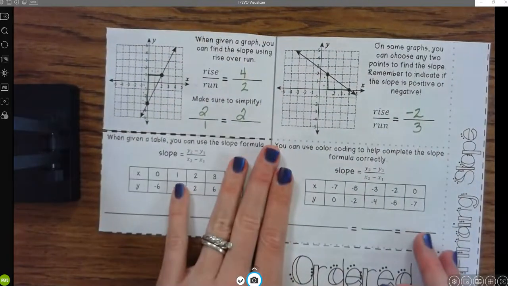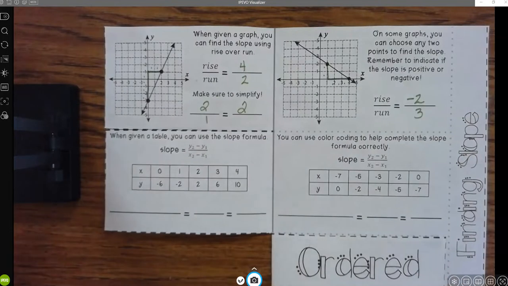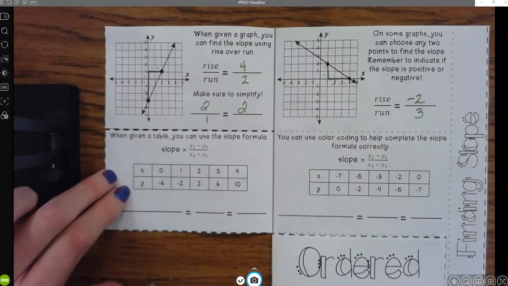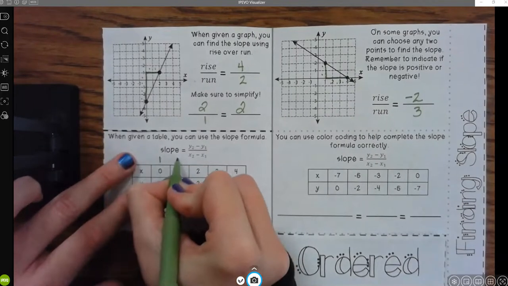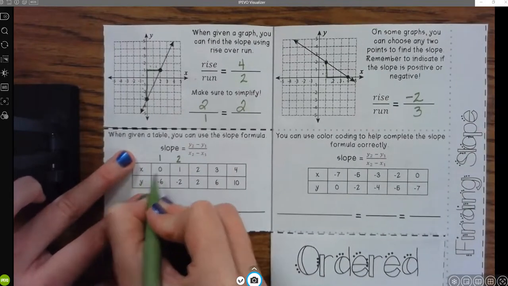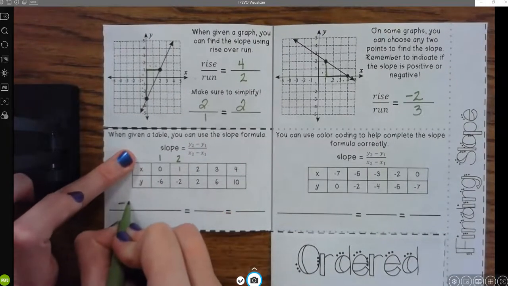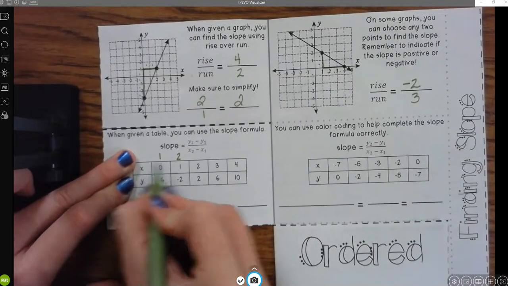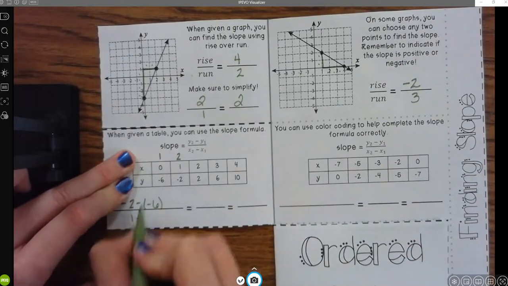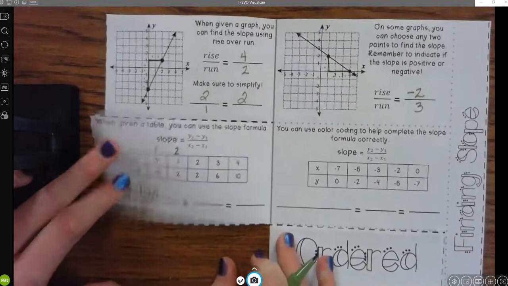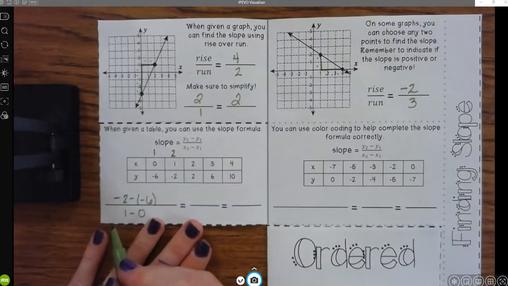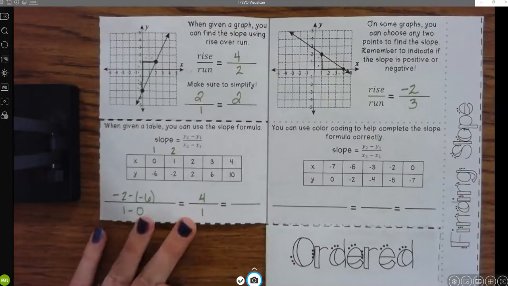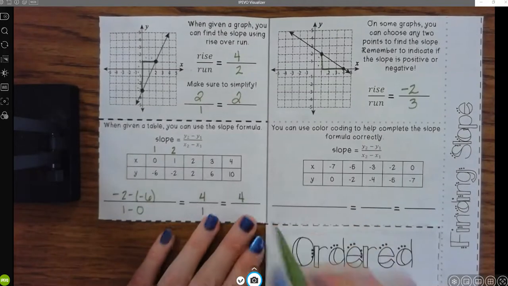So for tables, when given a table, you can use the slope formula. And that slope formula is y2 minus y1 over x2 minus x1. So you can label these tables 1 and 2. So y2 would be negative 2, and then subtract y1, which would be negative 6, and then x2 would be 1, and x1 would be 0. So labeling can help you with these. So negative 2 minus negative 6 is a 4. 1 minus 0 is a 1. We can simplify further to a 4.